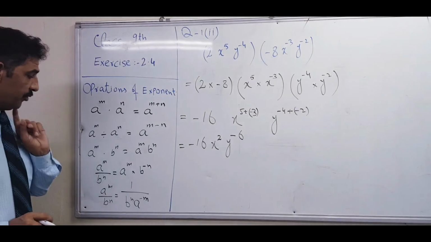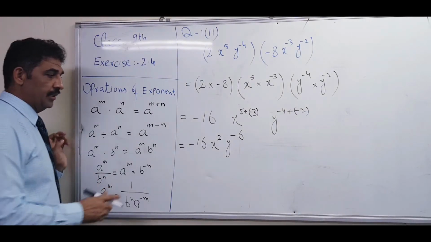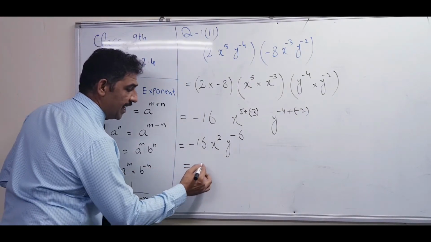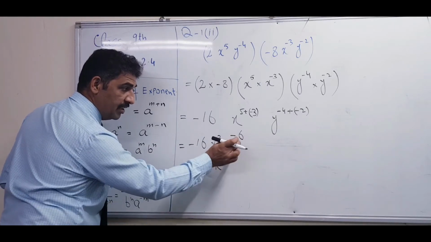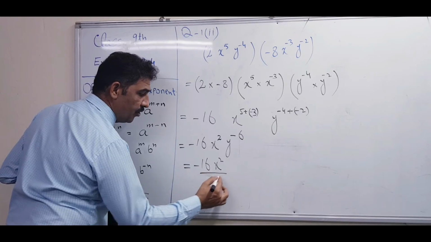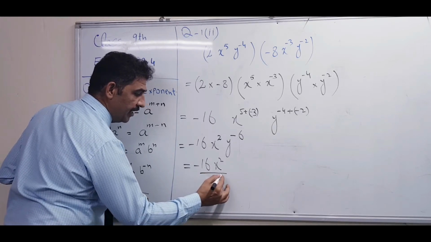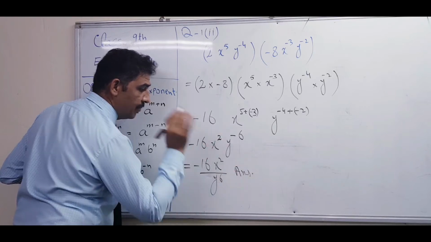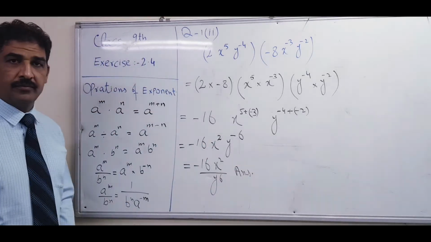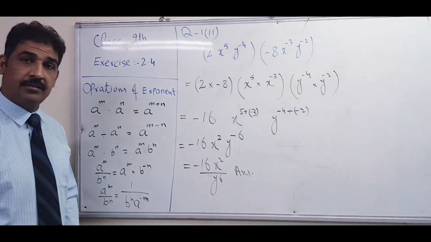Yes, we have to apply this rule of fraction. So we will write like that, minus 16 same, x square same. I want to make this power positive, so go to the denominator and write like that. That is its full simplification form. Is that clear? Good.